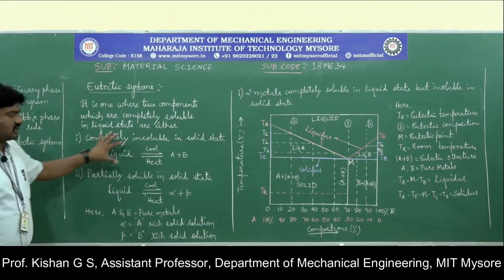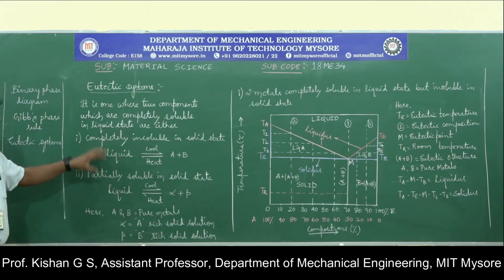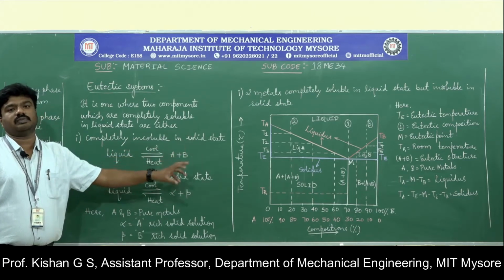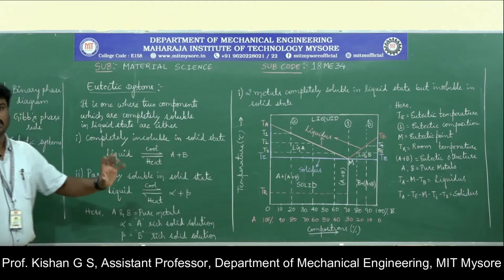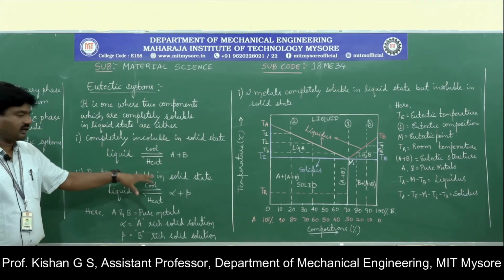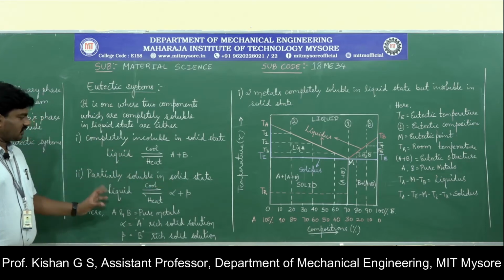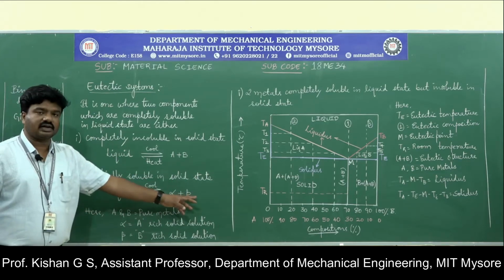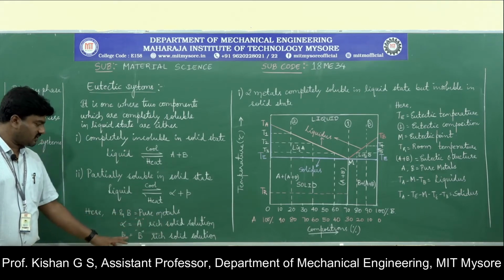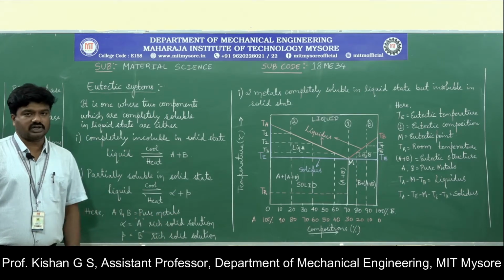We can represent the same condition like this. In the liquid case, both pure metals A and B will be completely soluble. Whereas in the case of partial solubility in solid state, it will be like this, where alpha and beta are taken as: alpha is the A-rich solid solution, and beta is the B-rich solid solution.